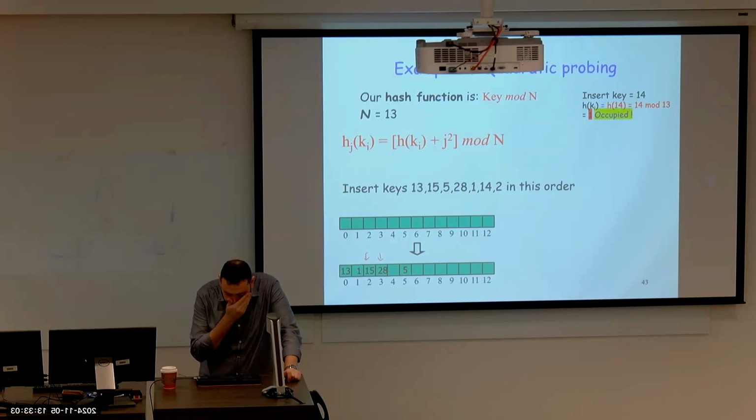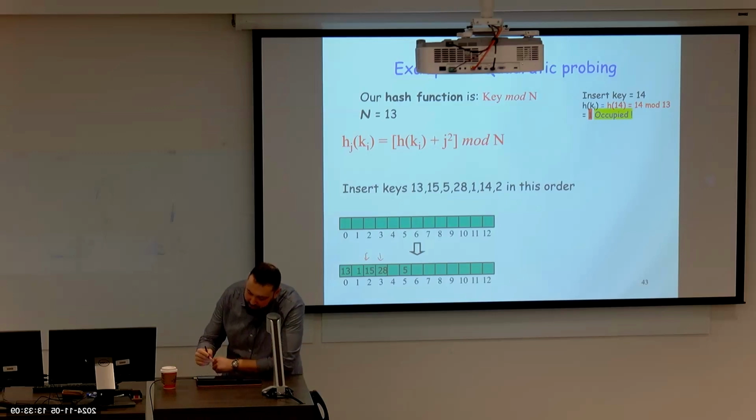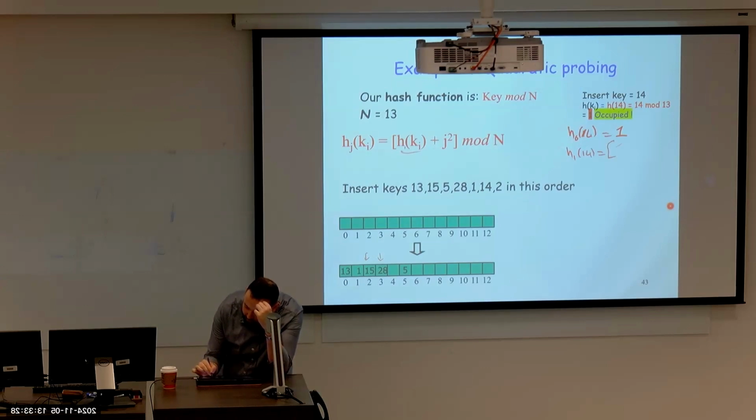I'll start my probe, so J is 1 now. So let's do it together. So I have h0 of 14, correct? Which is 1. So this is occupied. I want to do what now? h1 of 14. What is h1? 2. So let's do it step by step. It's h(k), which is h0 of k, so that's 1, correct? Plus what? j squared. That means it's going to be 1 squared, mod 13. So that's 2 mod 13.